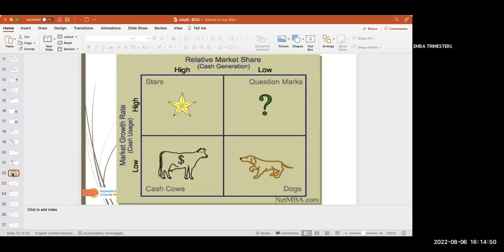What is a cash cow? A cash cow is like, what is Reliance's primary business? Petroleum, oil. Now, are new oil fields being discovered? No. Are new oil companies coming into the market? No. So is the market growing? No, the market is not growing. But what is the market share of Reliance?